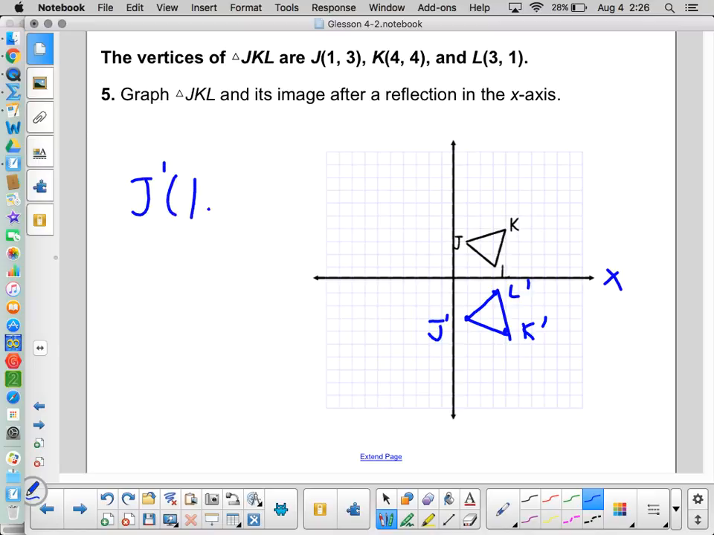So J primed was at 1, negative 3. K primed is at 4, negative 4. And L primed is at 3, negative 1. And sure enough, that's where we wound up. Reflecting the x-axis changes the y-coordinates. Reflecting the y-axis changes the x-coordinates.